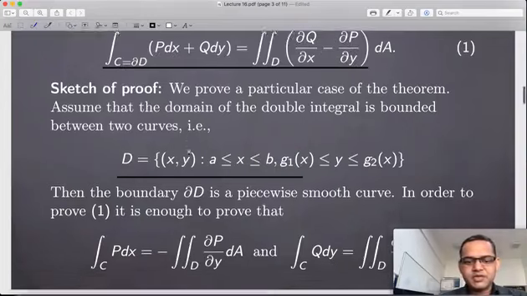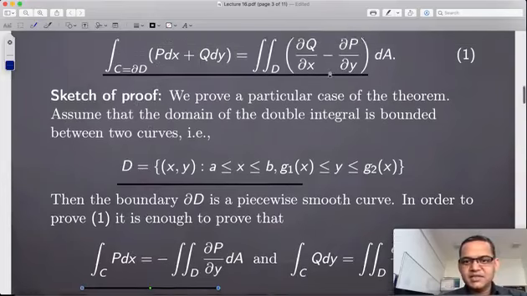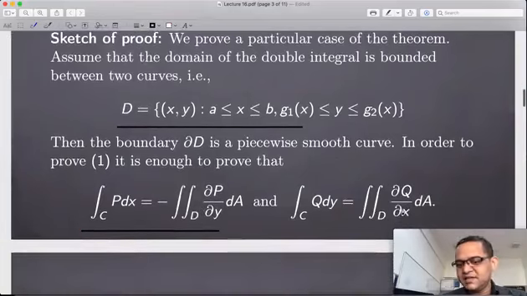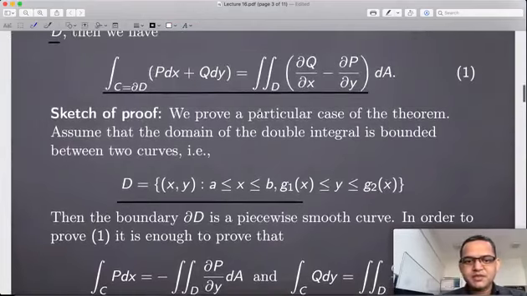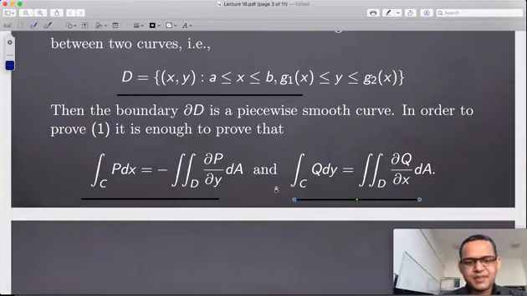So what we are going to do is prove these two equations: that this line integral of P is the same as this double integral with a minus sign, and similarly this quantity is the same as the double integral of ∂Q/∂x. Because this is a sum of two things and the integral is linear, you get the result. The proof of these two equations is more or less the same, the idea is the same. So I give you the proof of this or this, and the other proof you can just write down.